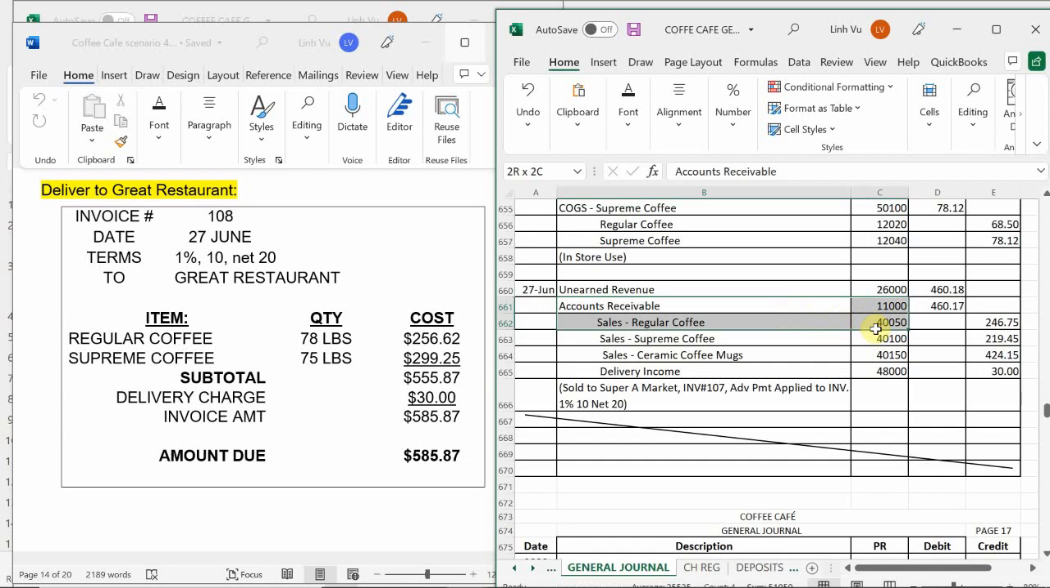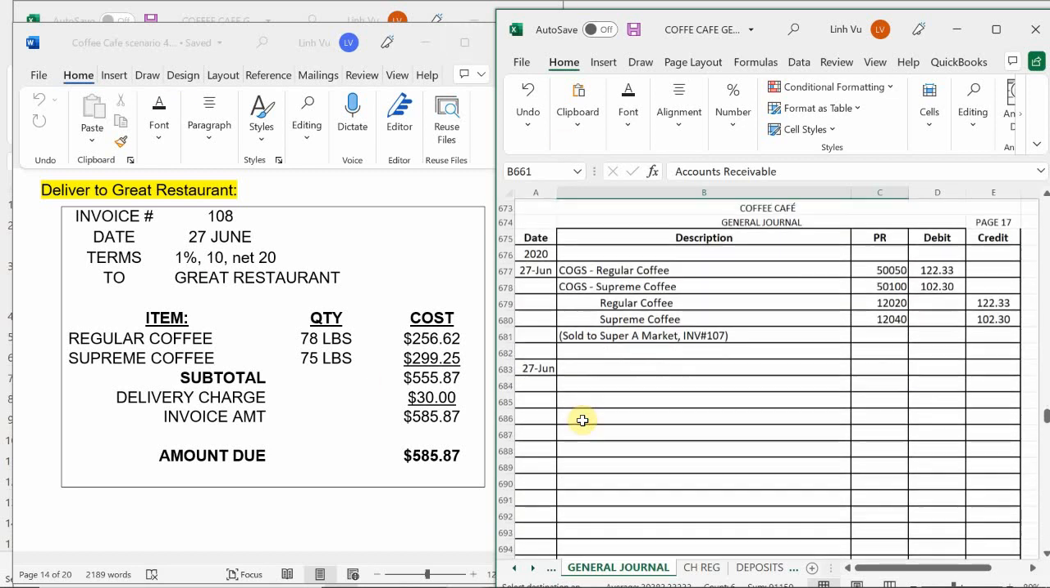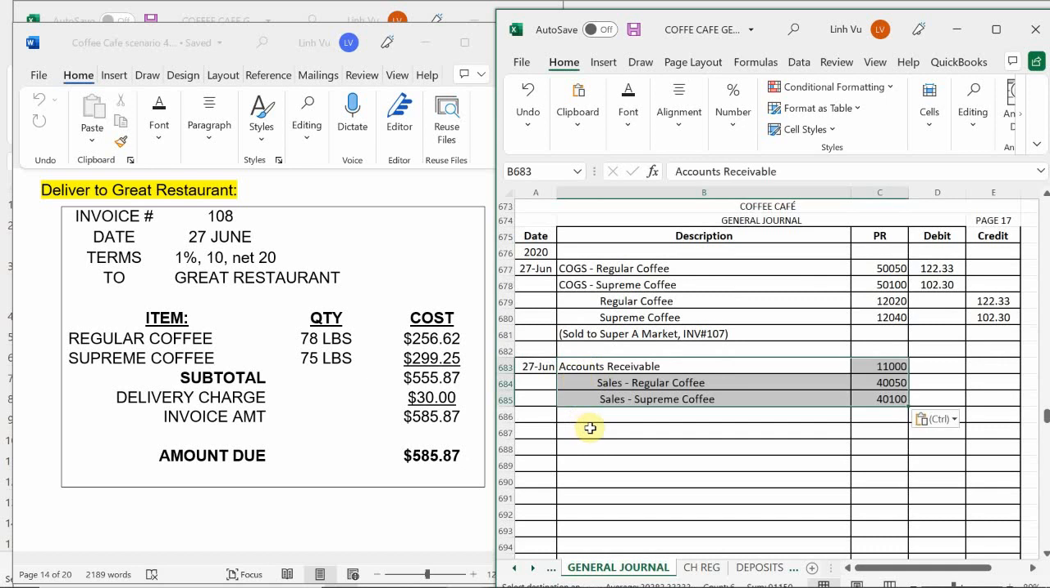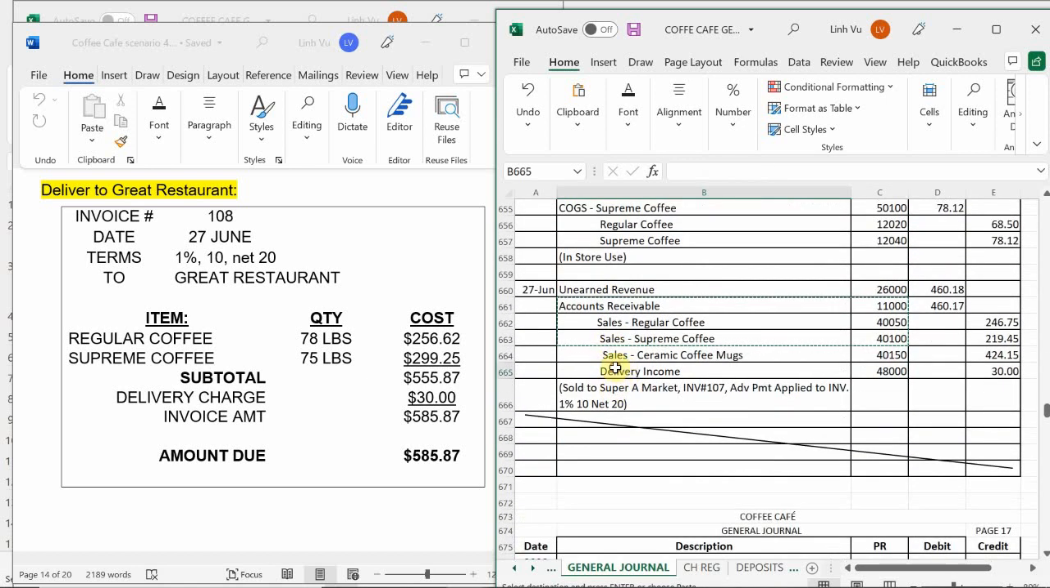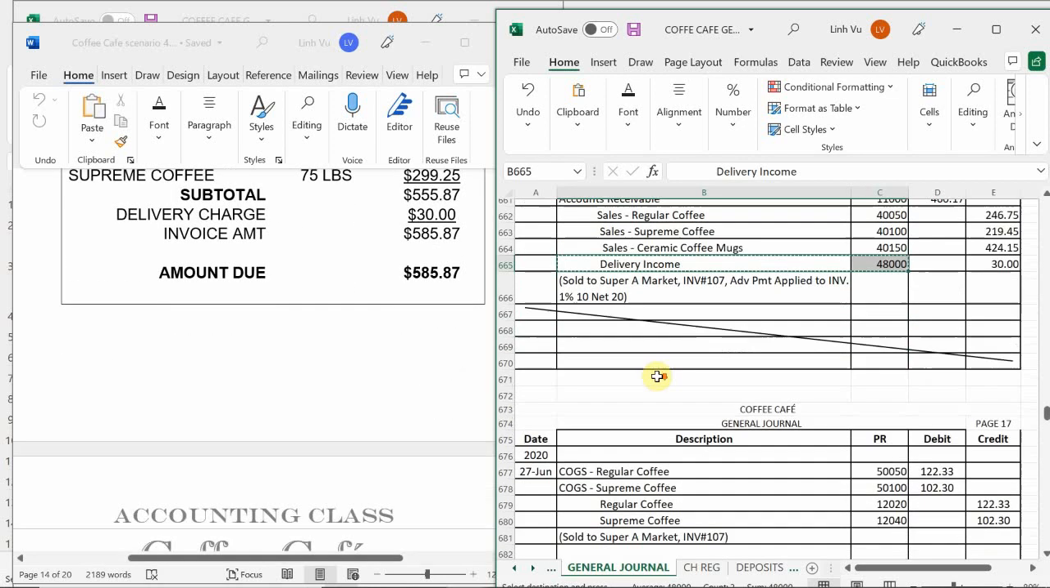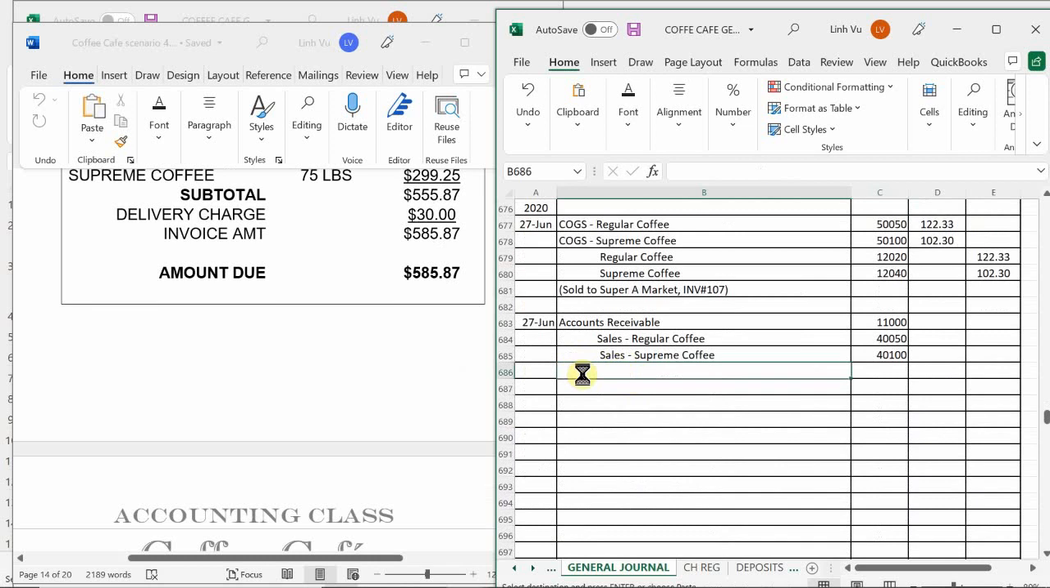We have our sales of the regular coffee and Supreme coffee. This is the transaction that doesn't include the ceramic coffee mugs. That means we're only going to be copying half of this journal, plus we are going to include this delivery income. Okay, so there you go.